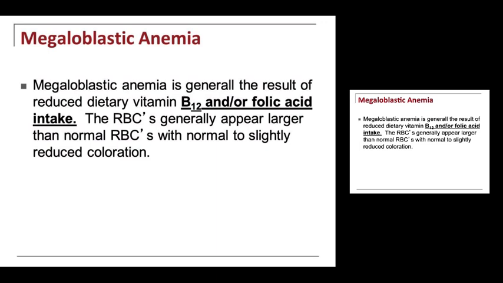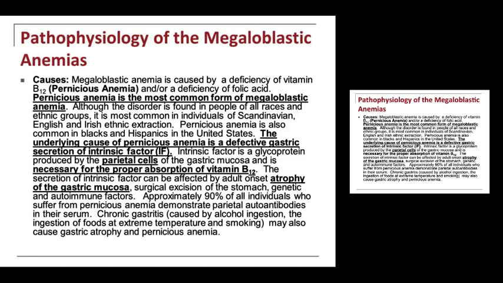And this is where the red blood cells generally appear larger than normal, with normal to slightly reduced coloration. So they call it megaloblastic, large, mega. Slightly reduced coloration, you'll hear the term hypochromic. So the causes of megaloblastic anemia are deficiency of B12, which is pernicious anemia, and or deficiency in B9. Pernicious anemia is the most common form of megaloblastic anemia.